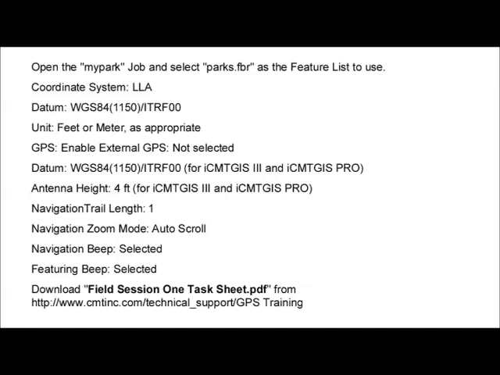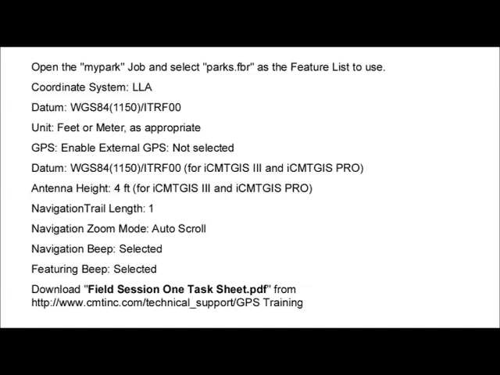1150, ITRF00. For the distance unit, select feet or meter, as appropriate. For GPS, do not select Enable External GPS. If you are using iCMTGIS Pro or iCMTGIS 3, for the GPS datum, select WGS84, 1150, ITRF00. For the antenna height, select 4 feet.